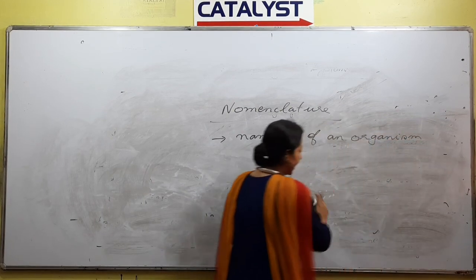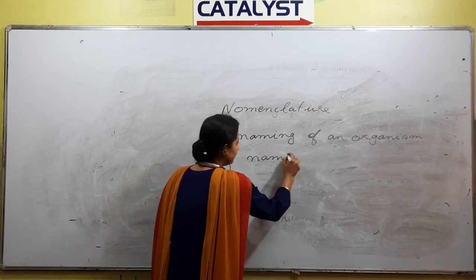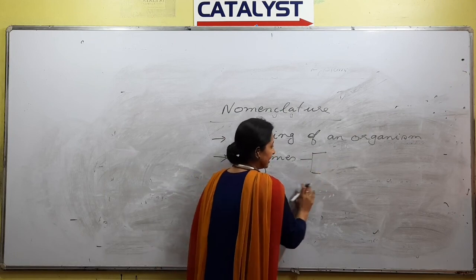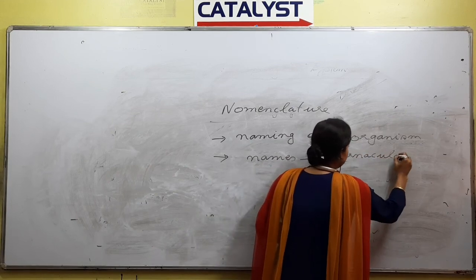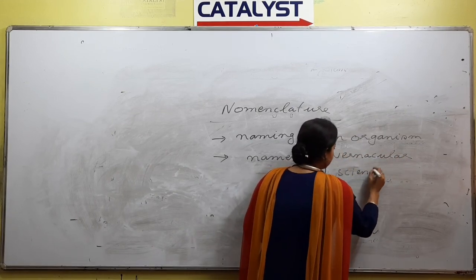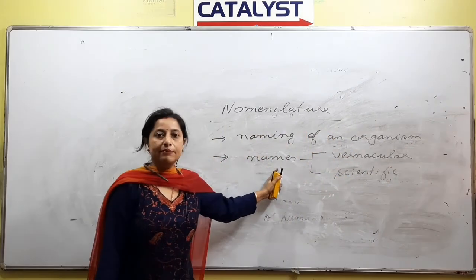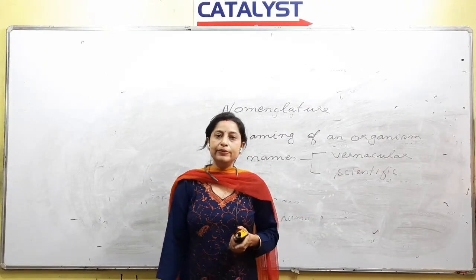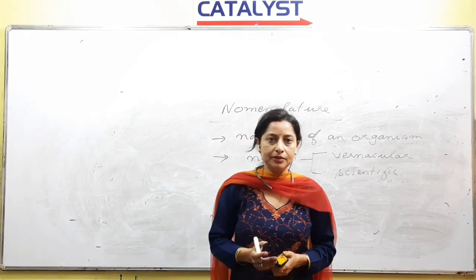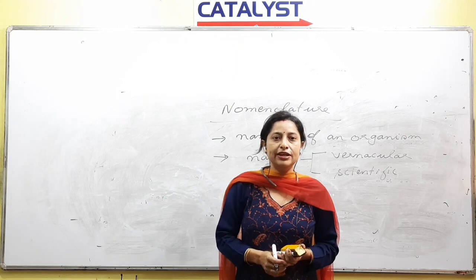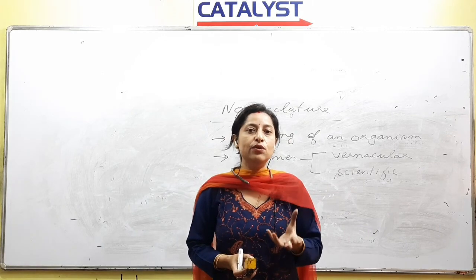As far as names are concerned, names could be of two types, no? A name may be what your mother calls you at home, and another is a formal name. So we have a term vernacular name, and another is the scientific name. So when we are talking about naming an organism, the names could be vernacular or scientific. What is the difference between a vernacular name and a scientific name? A vernacular name is local, no? Local people give the name, and that name is confined to a local area.